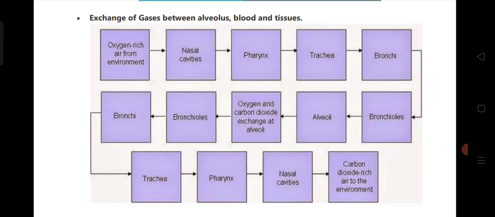enters inside the pharynx. From the pharynx region it enters into the trachea. After the trachea, with the help of the bronchi it reaches the different lungs, the right lung as well as the left lung. Now these bronchi further divide to form the bronchioles, and the bronchioles form the alveoli. The oxygen and carbon dioxide exchange occurs at the alveoli. So in the alveoli the exchange of gases is taking place.